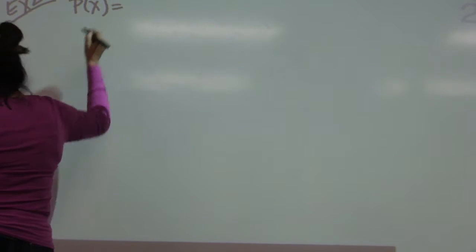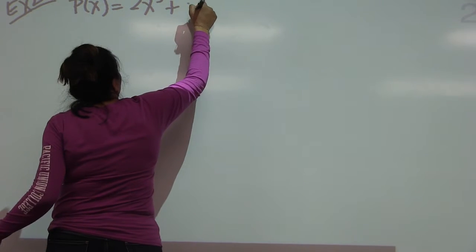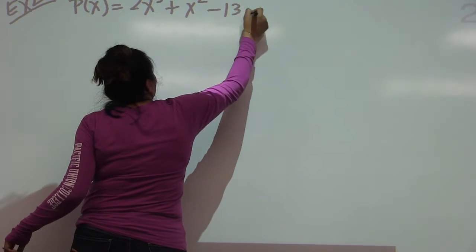But we're going to do this again with another example. This time we want P of x equals, does anyone have their book open? They can just tell me what it is because it's faster. 2x to the 3rd power plus x to the 2nd power minus 13x plus 6.